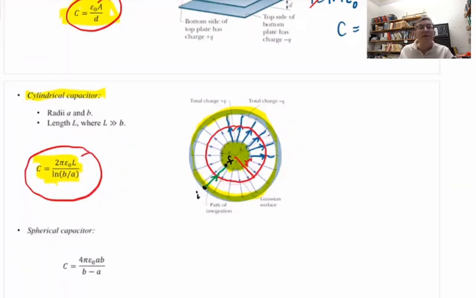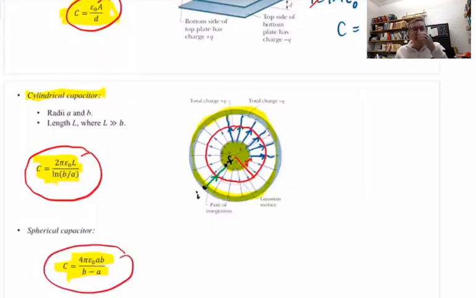And then you can use Q equals CV, and you can solve for C. And I'm just going to tell you the result for a spherical capacitor. It's right here. 4 pi epsilon 0 A times B over B minus A. So that's if what you have is a spherical capacitor. And again, if the two conductors get close together, the capacitor gets bigger. And that's because of the B minus A in the denominator.